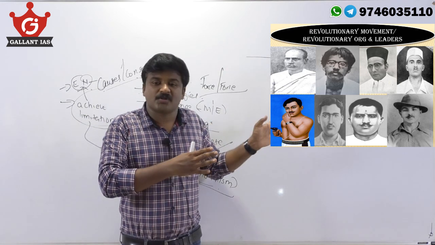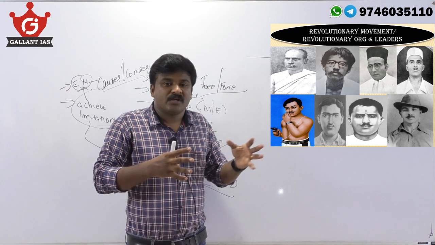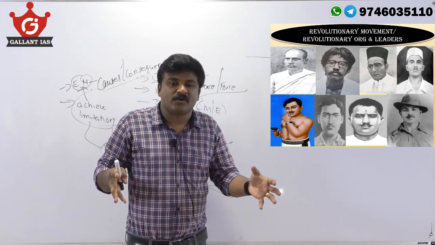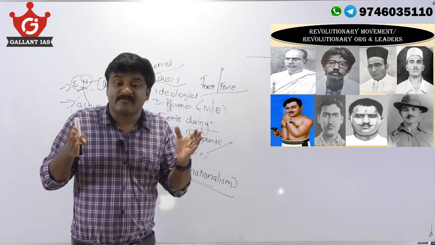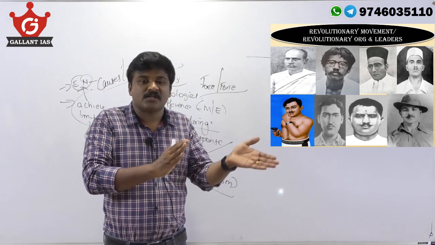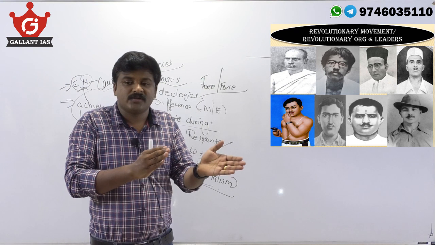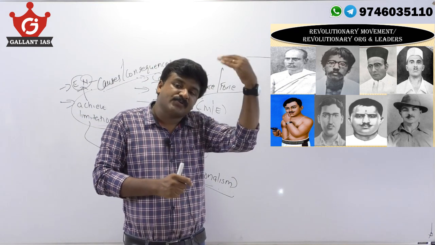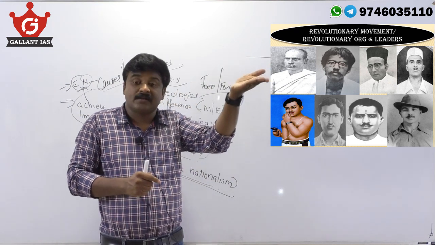Okay, so in the revolutionary phase, there were major revolutionary secret societies, revolutionary leaders, and revolutionary activities in Western India, Eastern India, and South India. Revolutionary activities were organized outside India also, for example, the Ghadar Party.